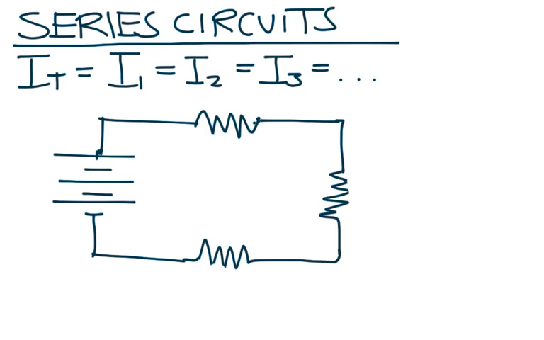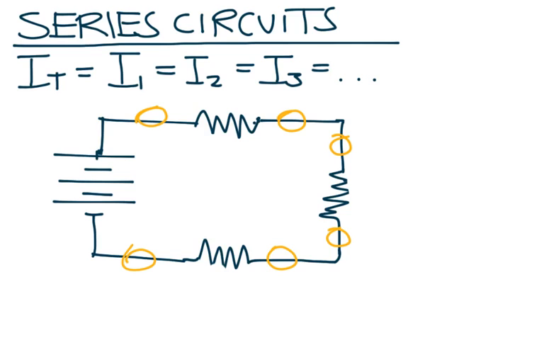And the reason why that's true is that if I have a certain amount of current here, then that's going to be the same current here and here and here and here and here. And that's the total current in a circuit, and it's the same at all points. And that's actually because of the law of conservation of charge.